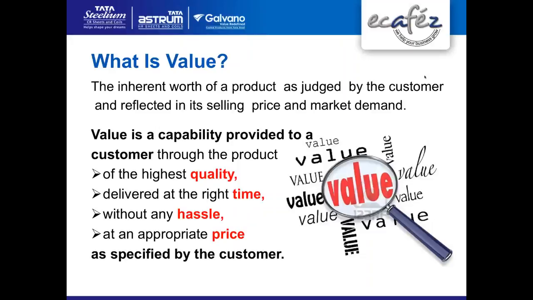In our, especially Indian conditions, if we place an order, the customer has to continuously chase and remind the supplier to deliver the product in time. So it should be free from any hassle for the customer. That enhances the value. And at the end, it must be competitive. It should be a fair price. Fair price is not just minimum price. It must be value for the money. So these are the four keywords: quality, on-time delivery, hassle-free delivery, and competitive price. These are the four aspects of value.